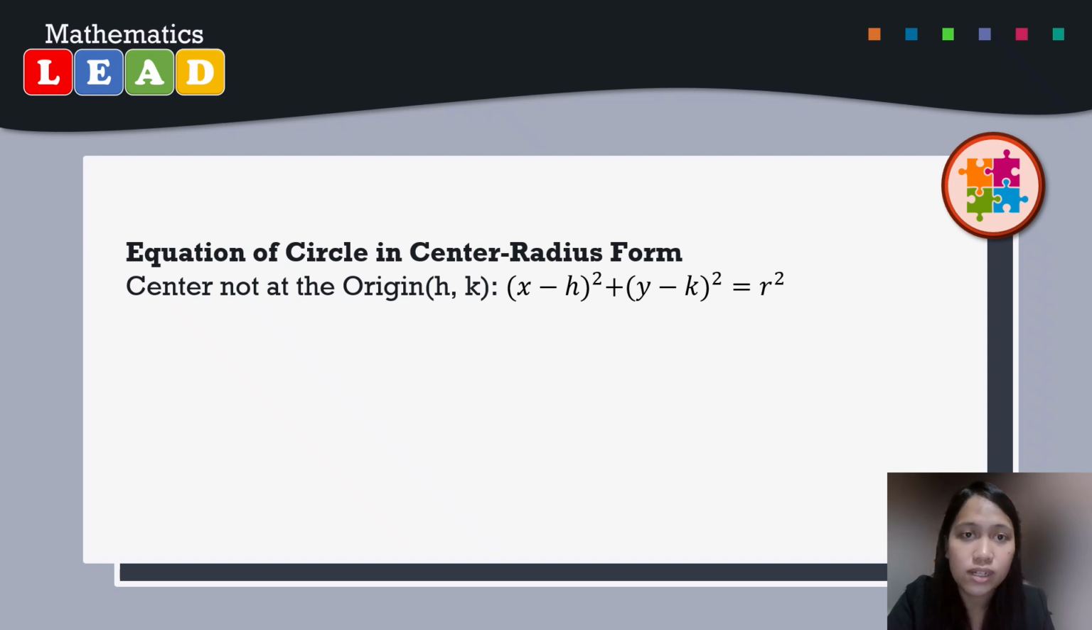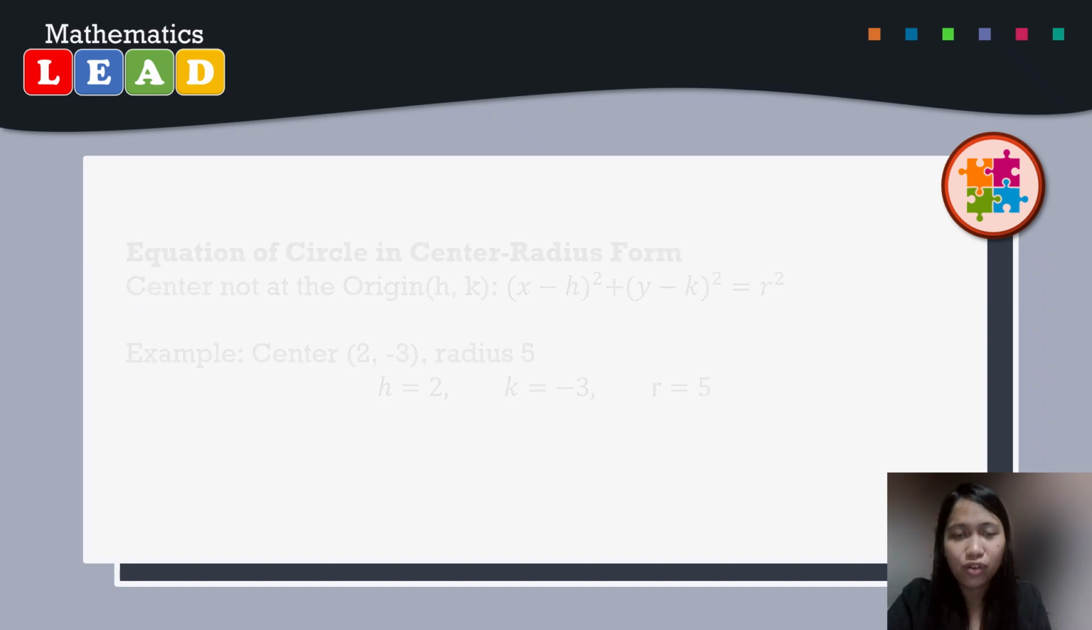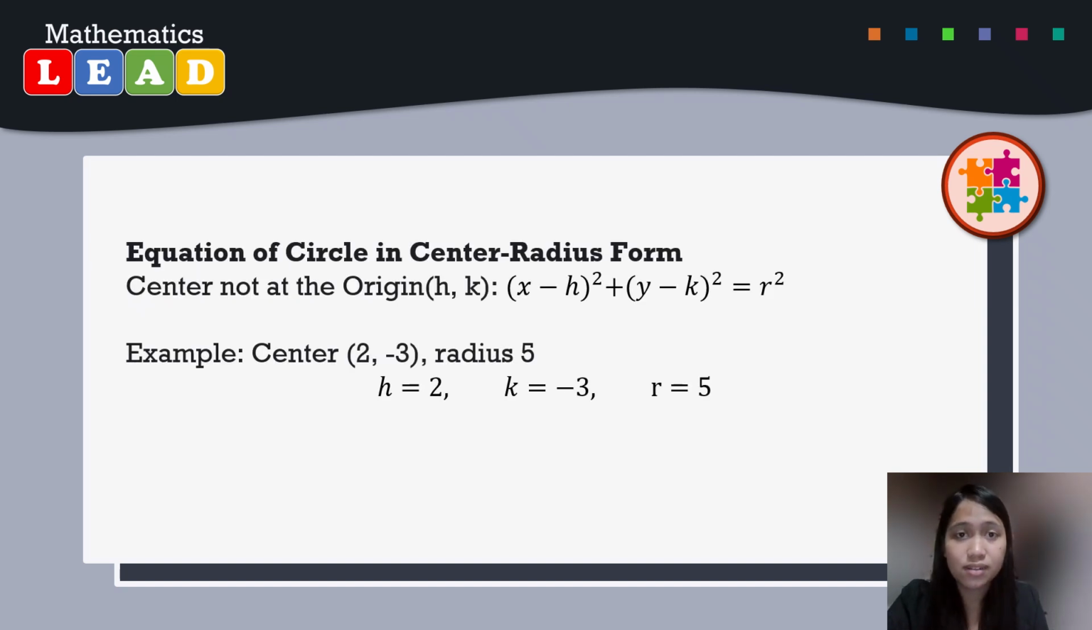Its equation in center radius form is quantity of x minus h squared plus quantity of y minus k squared is equal to r squared. Now, you will rely on substitution and simplifying the equation. For instance, we are given center 2, negative 3, radius 5. Let h is equal to 2, k is equal to negative 3, and r is equal to 5. Substitute these values on the given equation.